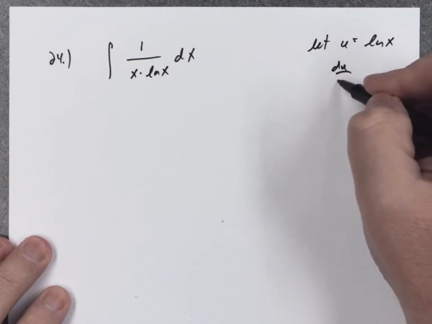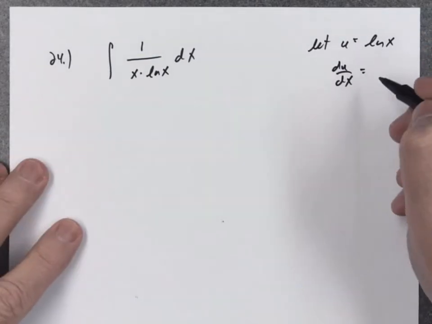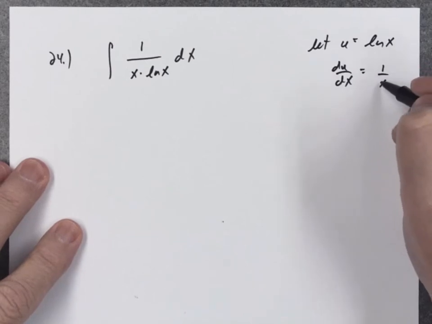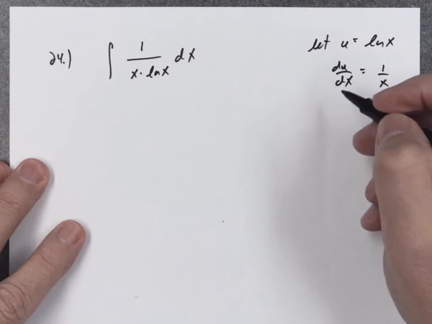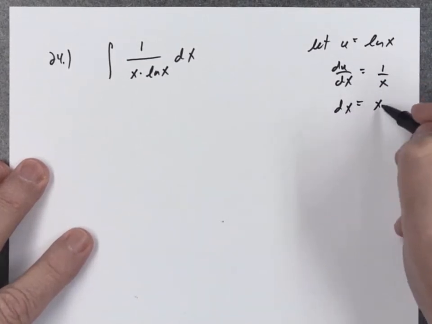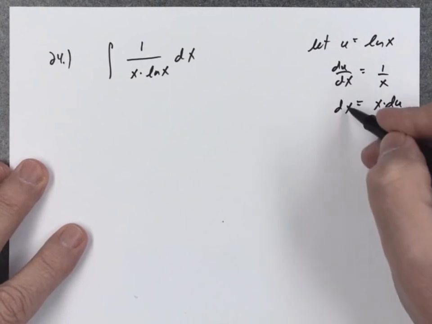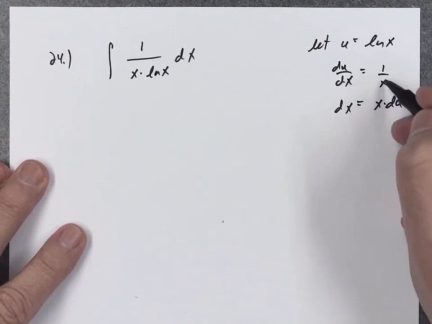Now you have to go back. Remember what the derivative of natural log of x is. Check your notes if you forget. Remember, it's just 1 over x times the derivative of what's inside, so it's just 1 over x. If I solve for dx here, do the algebra, it's actually x du. The x is in the top here because it's in the bottom over here.